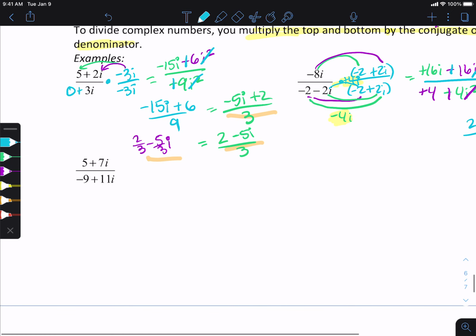Okay. Let's have you try this one. So pause the video, try it, and see what you get. Okay, you should have paused the video. You should have this answer, so this should be -9 minus 11i that you're multiplying by.